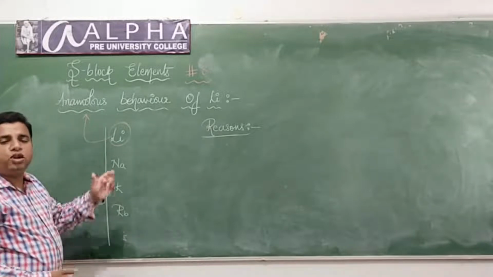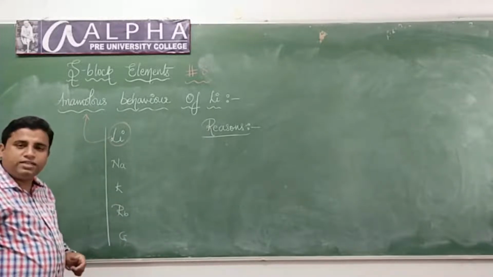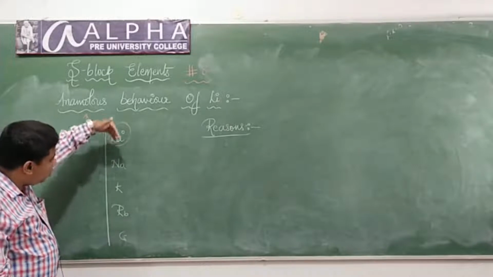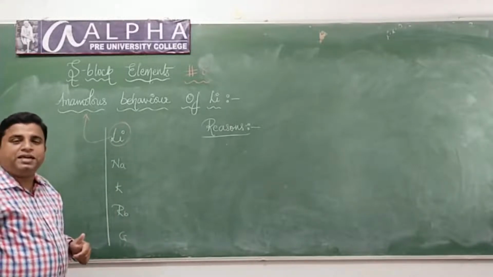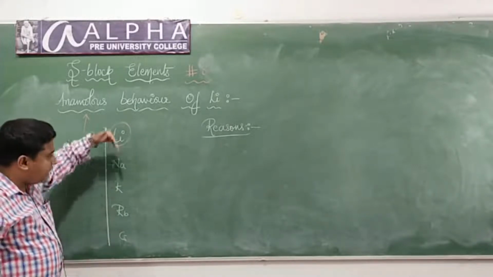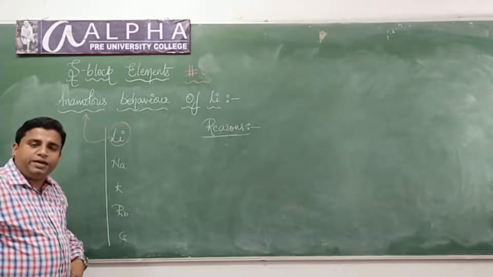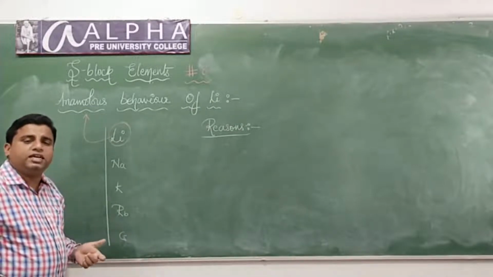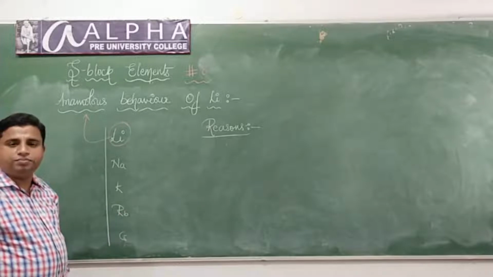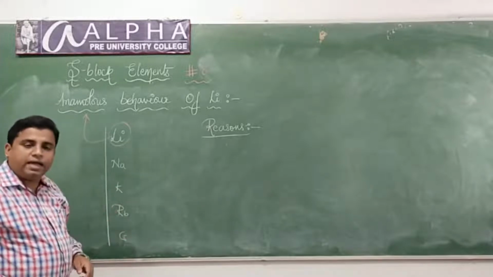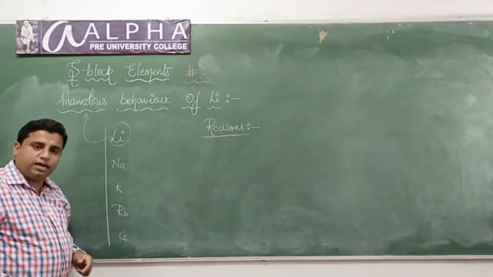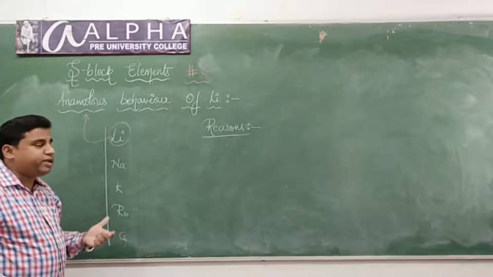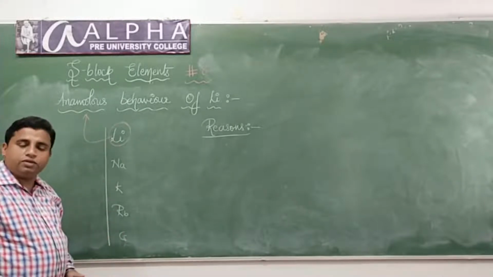That means which is the smallest atom? Lithium is the smallest atom. As we go down the group, ionization enthalpy decreases, isn't it? That means which one has the highest ionization enthalpy? It is lithium. As we go down the group, electron gain enthalpy decreases, correct? So which has the highest electron gain enthalpy? It is lithium. Are you getting my point?